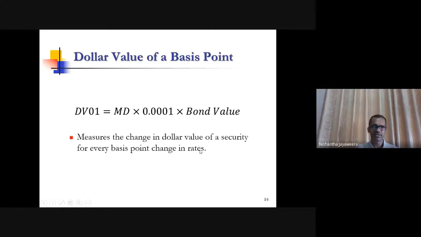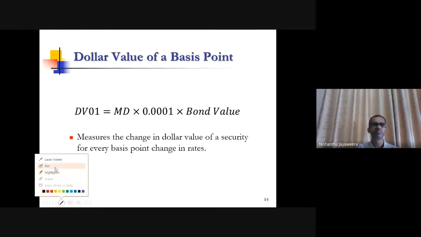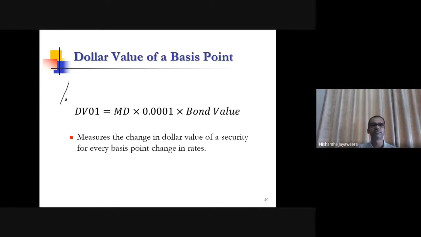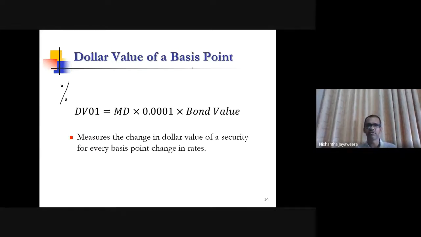So there's another measure. Duration, especially modified duration, gives you a percentage change in price. It won't give you any rupee amount or dollar amount. So for that, there's another measure called dollar value of a basis point. What does it mean? Dollar value of a basis point means if the yield changes by a basis point. What is a basis point? What is 1 basis point?